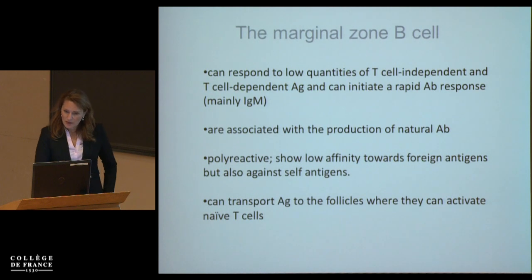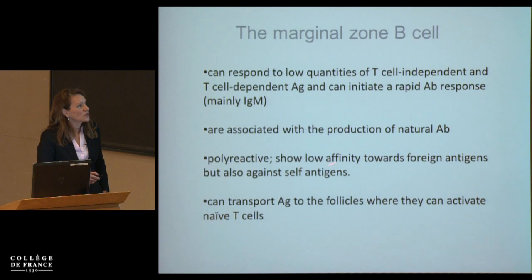The B cell receptor that they carry is polyreactive, and that means that it will bind to different types of foreign antigens, and at the same time it will have reactivity, low affinity, against self-antigens. So there is a low self-reactivity in these cells. They can transport antigens to the follicles and there activate naive T cells.